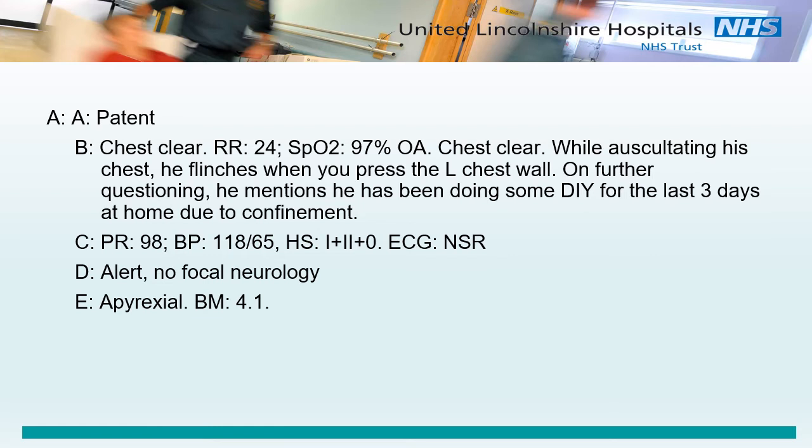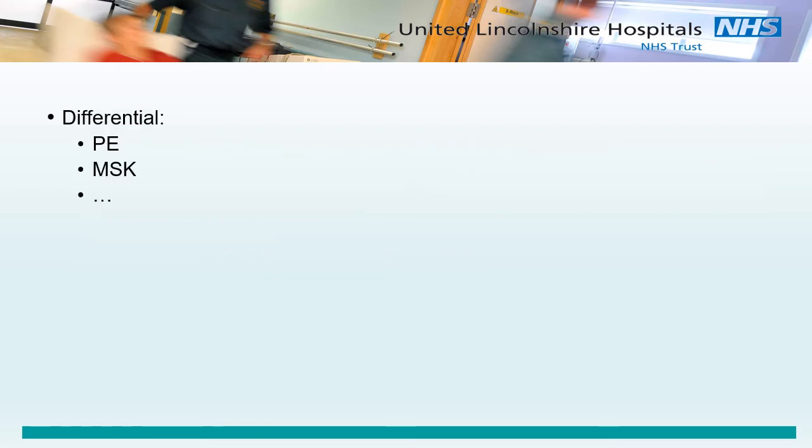The pulse rate is 98, blood pressure 118/65, heart sounds are fine, ECG was normal sinus rhythm without any changes, and he's alert with no focal neurology. So, what are you going to do for that one? Yeah, sure. So we will do a chest X-ray and ECG, and the differential could be PE to be excluded, or musculoskeletal pain. The ECG was normal sinus rhythm, and the chest X-ray was unremarkable.